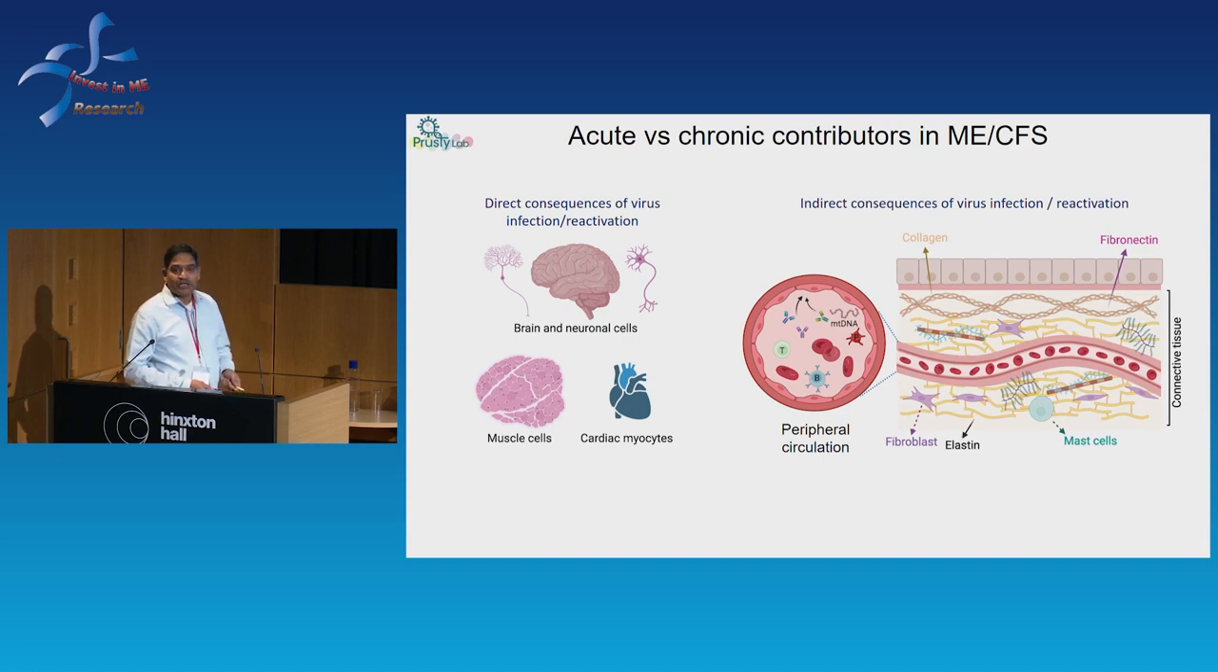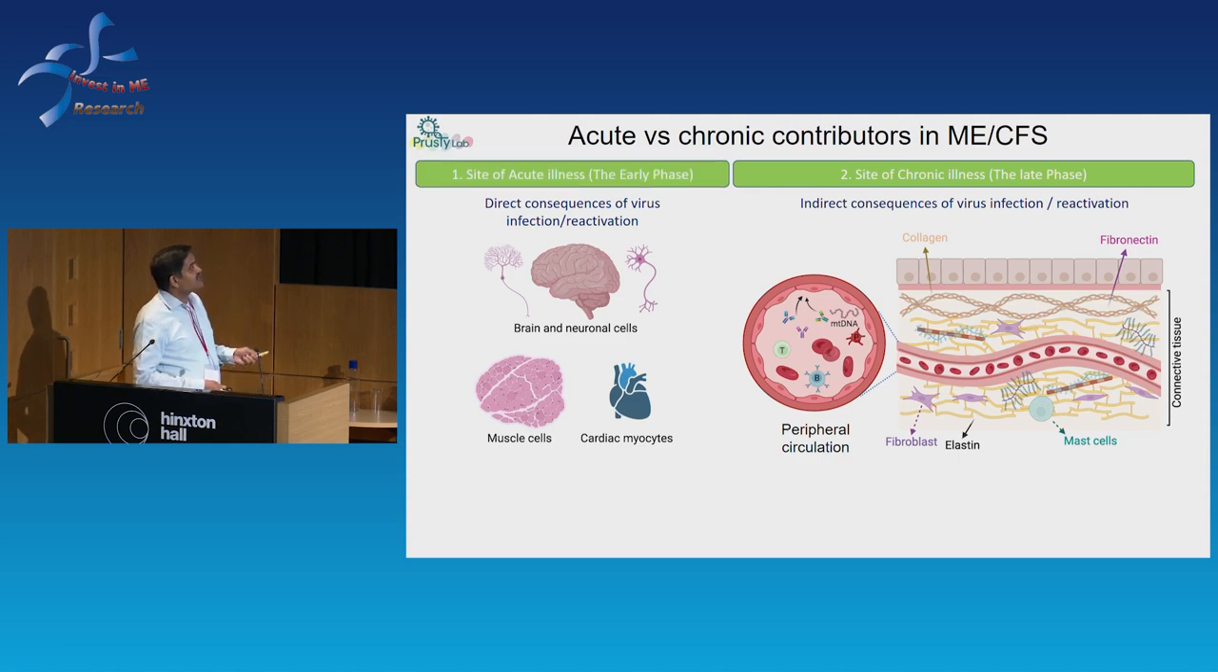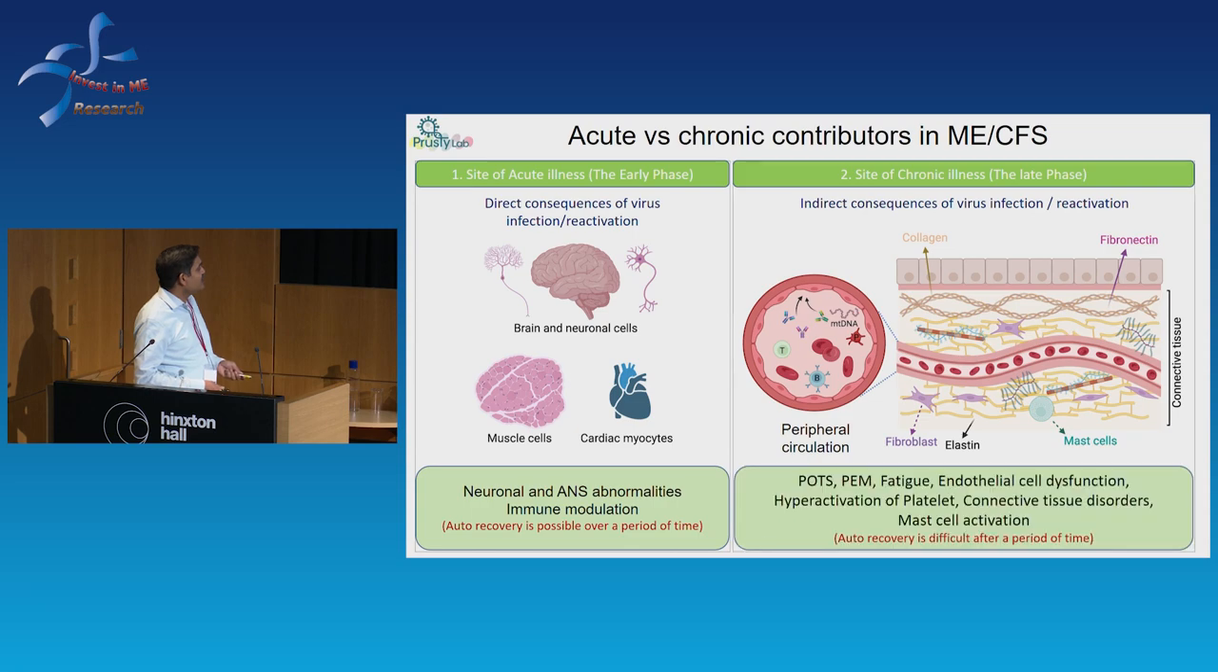I agree with Simon that gut microbiome is very important because it's localized, and you don't see the same thing in the blood. Now, I believe that this is the site of chronic illness, and this is the site of the acute illness. And if you look into the different symptoms or the 10 different MECFS, we see that many of the features over here belong to the secondary chronic illness stage, which we see in the patients after a couple of months or years of suffering the disease. And I believe that auto-recovery is very difficult when they develop these symptoms. But here, which is mostly because of the virus infection, there is a possibility of auto-recovery. The body fights it out. Our own innate immune response fights it out. And these are mostly the results of the acute phase, probably seen in terms of neuronal and autonomic nervous system abnormalities and immune modulations.